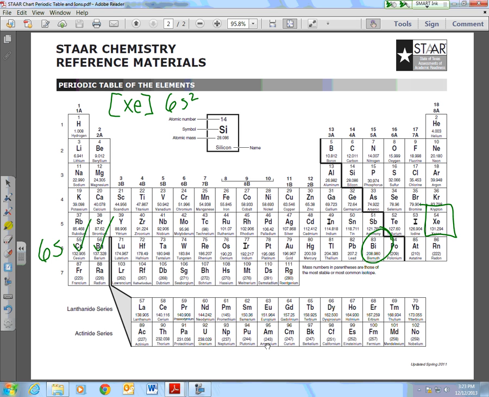4f14. Do you see how it skips in the numbers from 56 to 71? Yes? That's because 57 is down here in 4f. Okay? So it goes from 6s2 to 4f. This is 14 electrons wide. Count them if you don't believe me. But this is very, very forgotten. Kids forget about that all the time.